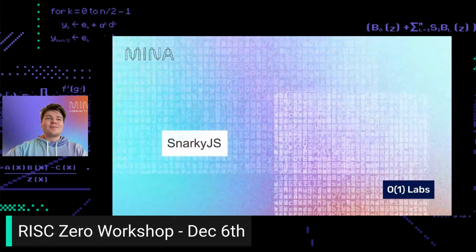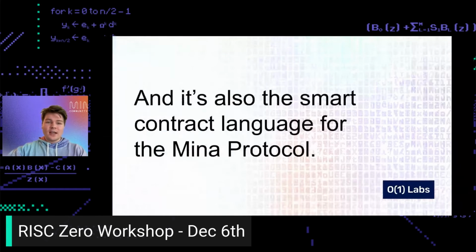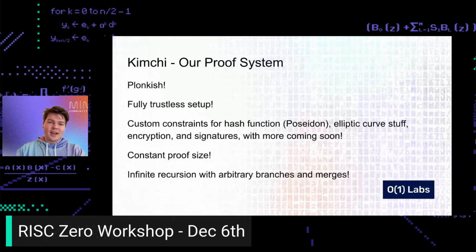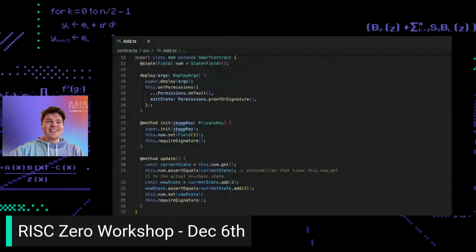So, okay, what's Snarky.js? Snarky.js is a TypeScript library for defining zero-knowledge proofs, and it's also the smart contract language for the Mina protocol. It's super powerful. Under the hood, we have a proof system that we built in-house called Kimchi. It's Plonkish. It has fully trustless setup. We have custom constraints for hash functions, elliptic curve stuff, encryption, signatures, and even more coming soon. The proof size is constant, and we have infinite recursion with arbitrary branches and merges. So lots of horsepower, but it's also super easy to learn. You can see, if you look at this, it looks like something that you could learn.